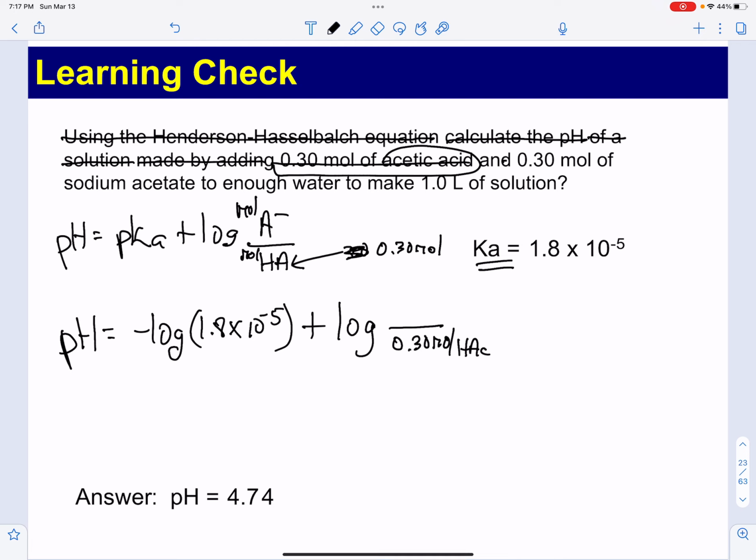And 0.30 moles of sodium acetate. The sodium is going to be just part of the solution. So sodium acetate, for every sodium, there's 1 acetate. So you've got 0.30 moles of the acetate, which is the conjugate base. And altogether, it's going to be 1 liter, which is irrelevant because the volume in this ratio cancels. So that's it. That should give us the 4.74. Let's verify. Let me pull out my calculator.